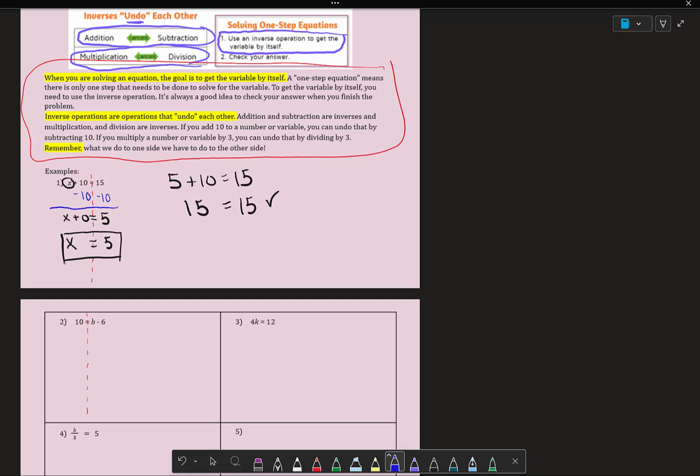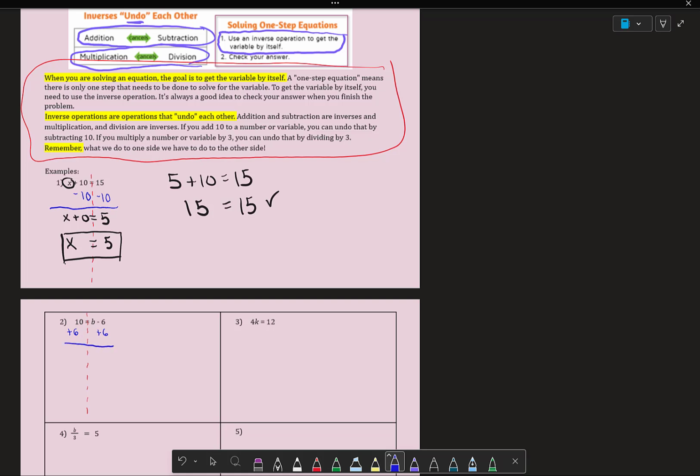Remember, our goal is to isolate the variable, which in this case is b. So we're subtracting 6 from b. So the inverse operation of a subtract 6 is we're going to add 6. We're only going to add it to the constant. We're not going to add it to the variable because those are unlike terms. So we add 6 to both sides.